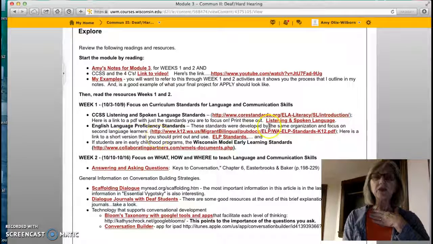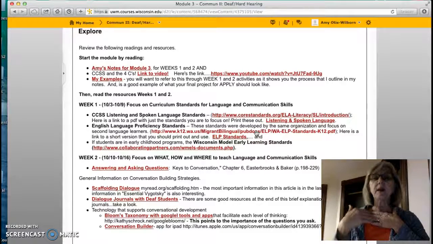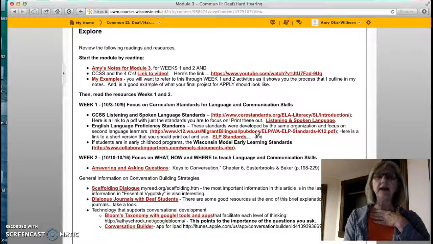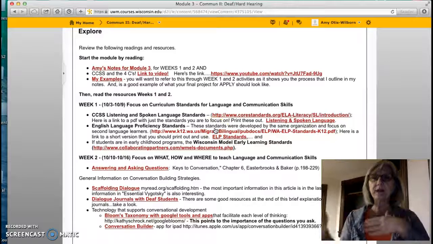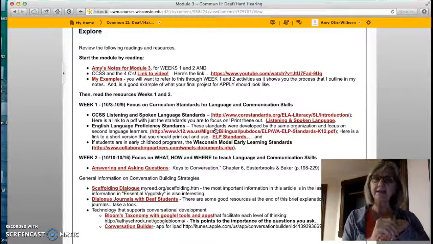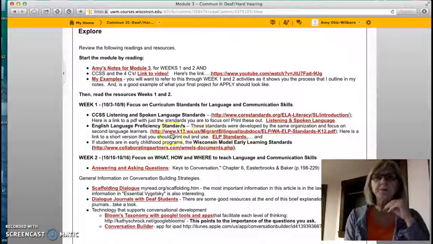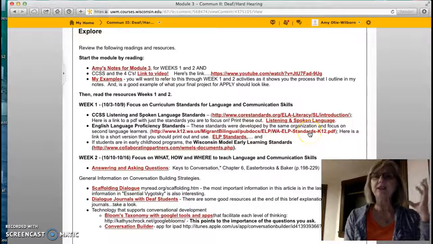The second set of standards that I think are helpful in guiding us to goals to meet the needs of our students in discourse communication, conversation, and interactive communication are the English language proficiency standards. And they're useful for students who do not speak English and for students who are using ASL. But they're also useful for all students who might be struggling with English. So again, this is like a 250-page document. Take a look at it.